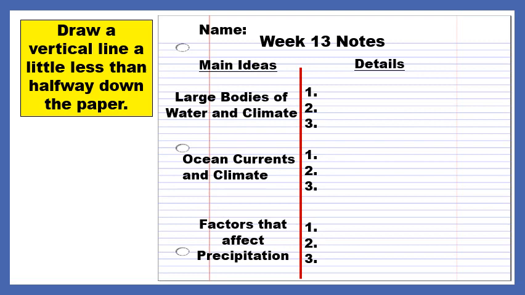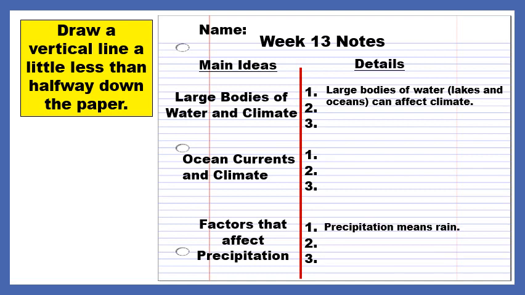So, for example, let's start with large bodies of water and climate. I could say something like, large bodies of water, lakes and oceans, can affect climate. Remember, short, sweet, and complete. Maybe another example for a detail could be for factors that affect precipitation. Precipitation means rain. It's a fancy-dancy science word for rain.